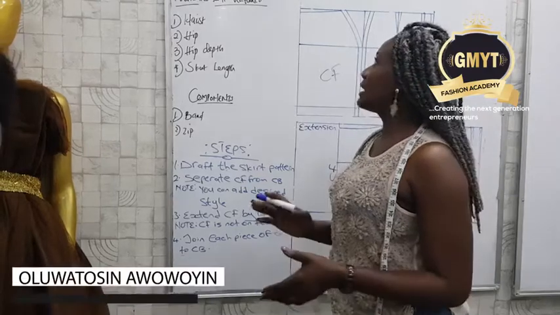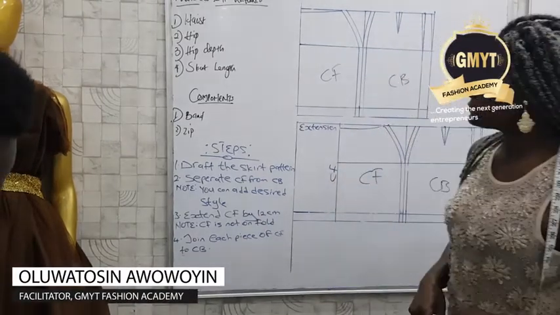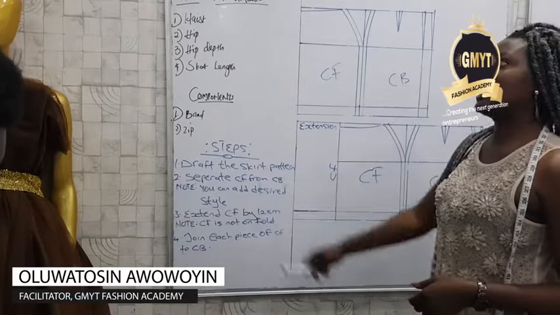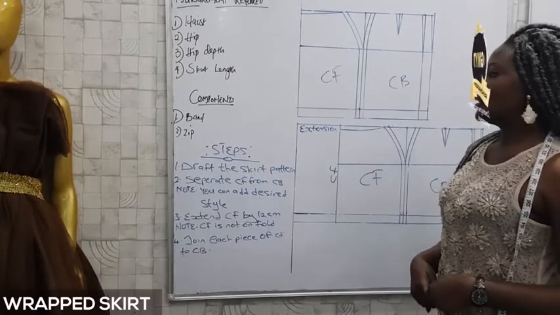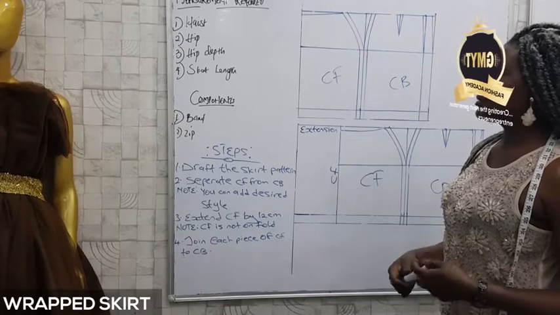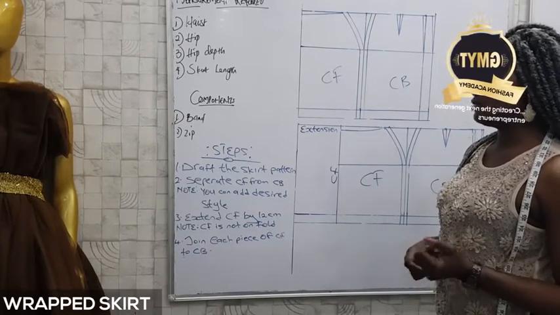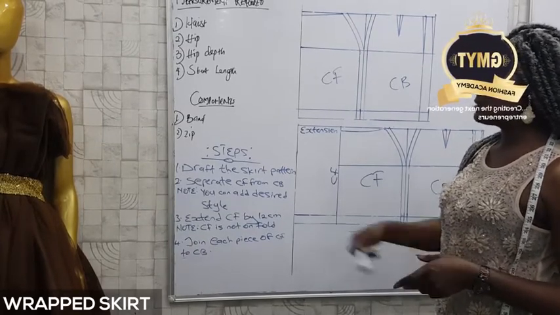Today we'll be taking wrap skirts. And what are the measurements required? We have the waist, the hip depth, and the skirt length. The components of the skirt are the band and the zip. What are the steps? I say draft the skirt pattern.